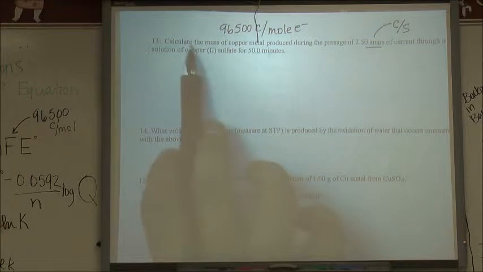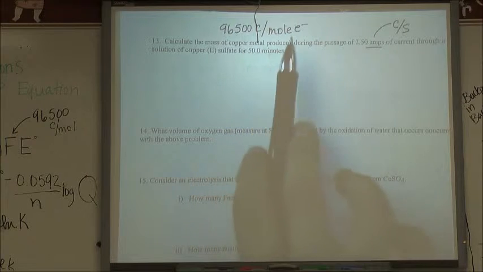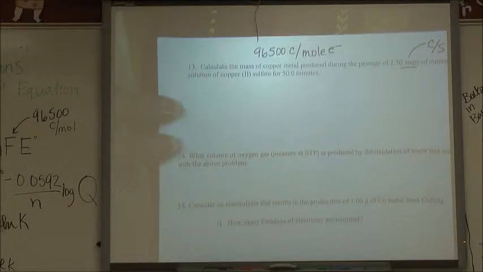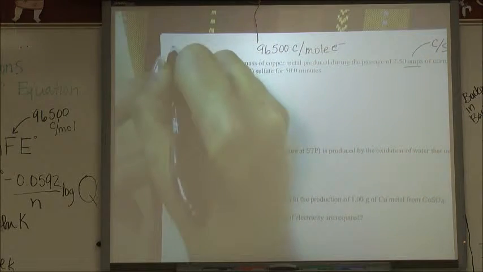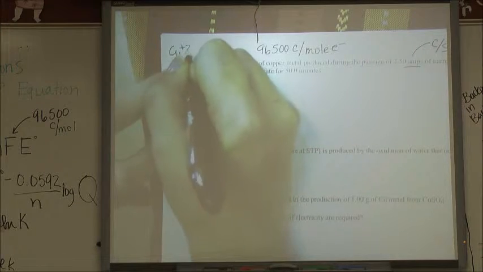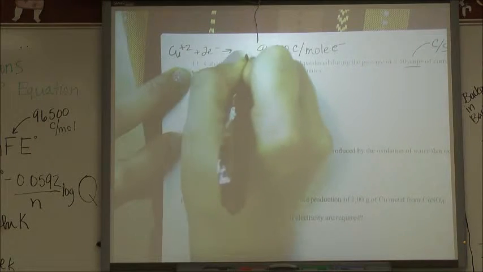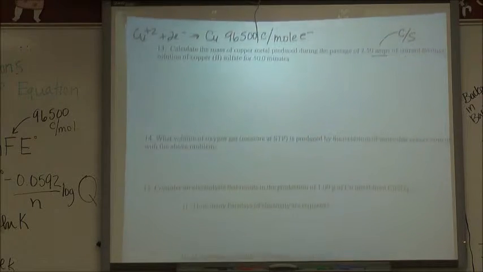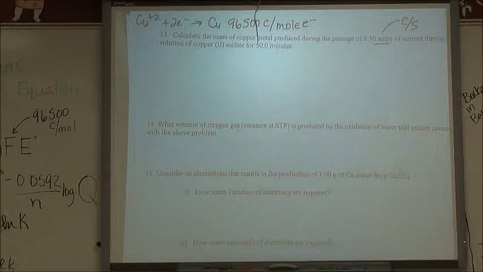Calculate the mass of copper metal produced during the passage of 2.50 amps of current through a solution of copper 2 sulfate. So we're making copper from copper 2. What would that half reaction look like? Cu2+ plus 2e- makes Cu. That's crucial. It's crucial that you realize that's what's going on, which is not a big deal.